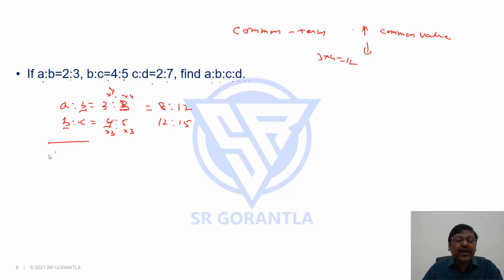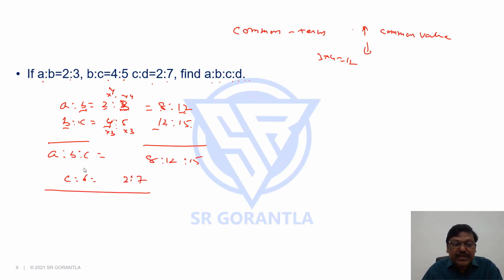Okay, now we can write A is to B is to C: when there is a common term B as 12, when B is 12, A is 8, when B is 12, C is 15. Now, if I take C is to D, it is 2 is to 7. Now, the common term for both of them is C. C is 15 here, C is 2 here. Again, raise them to a common multiple. 15 twos are 30. So, we raise this to a common number of 30.